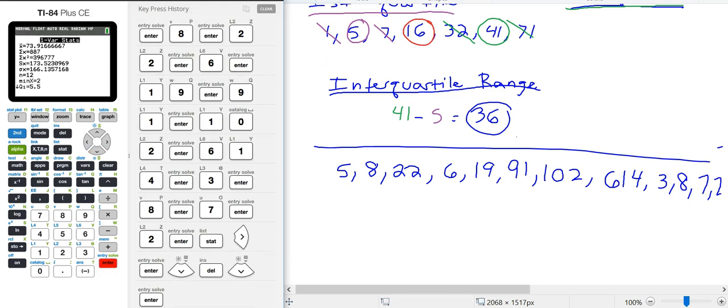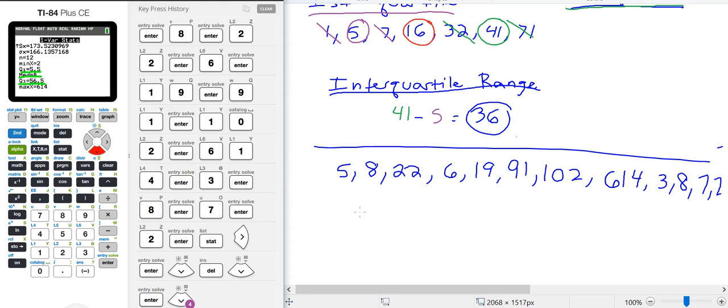The calculator now calculates for you one variable statistics: the mean, the median, the first quartile, third quartile. We're going to look at the median, the first quartile, and the third quartile in this video. The median, you can see on the screen, is 8. The first quartile, Q sub 1, is 5.5. The third quartile, Q sub 3, is 56.5.